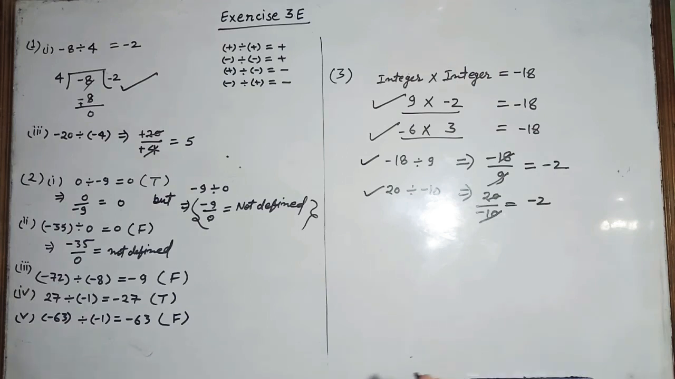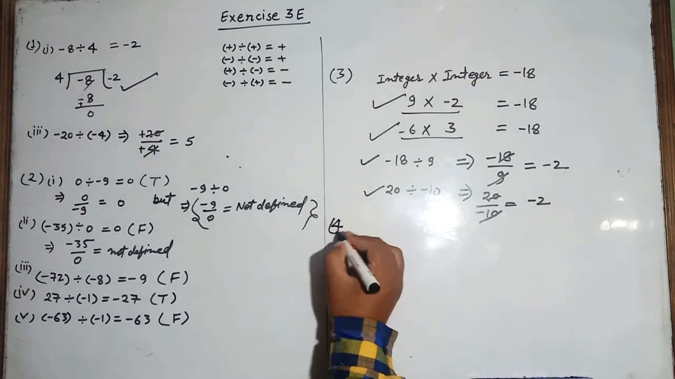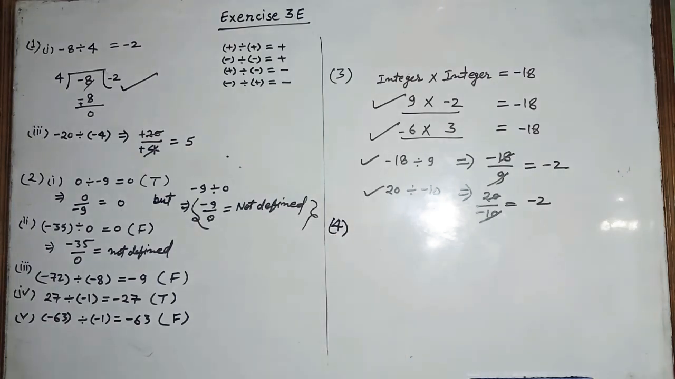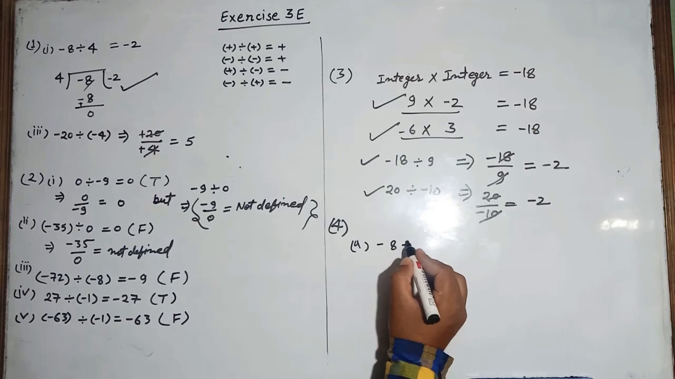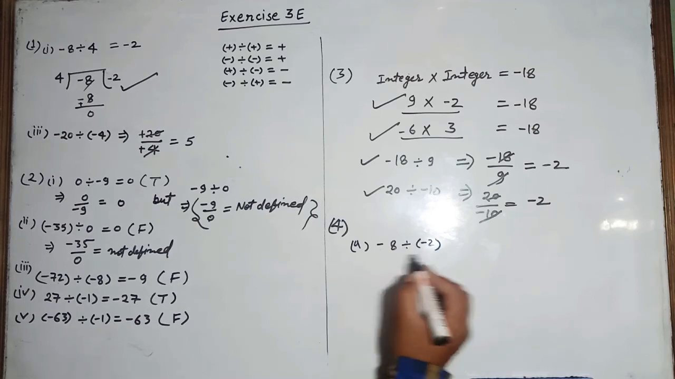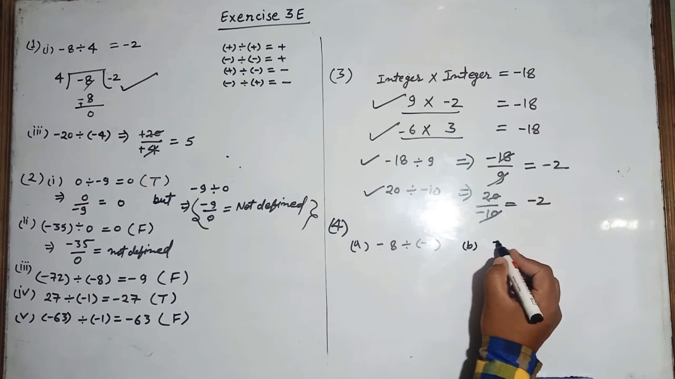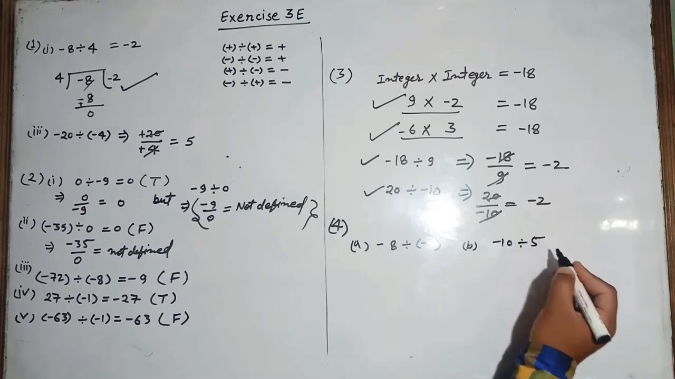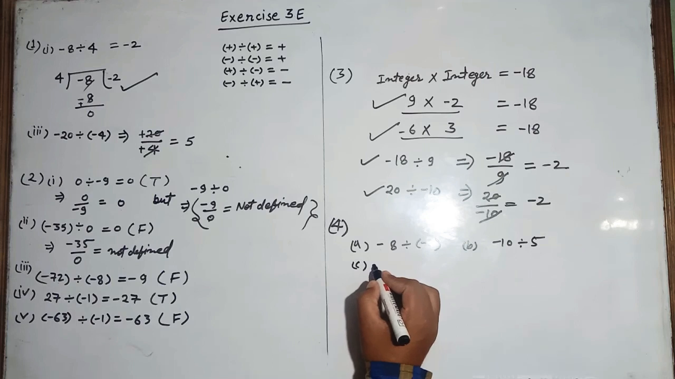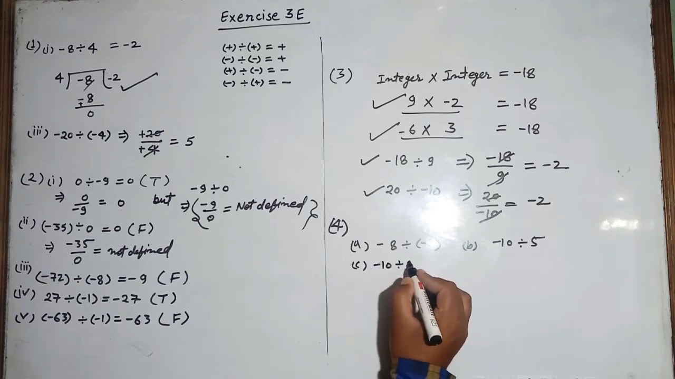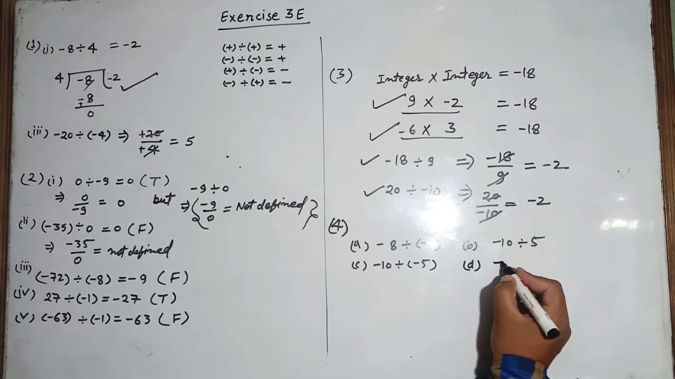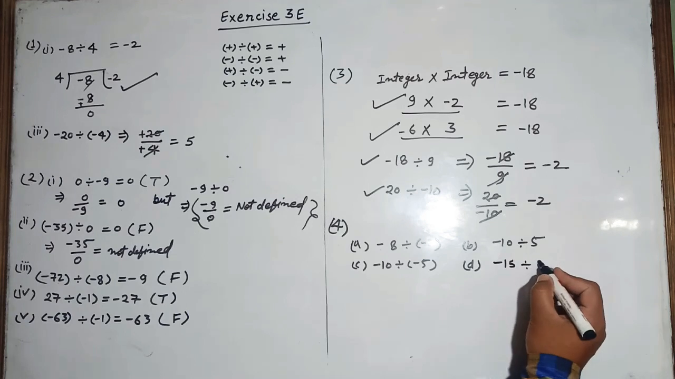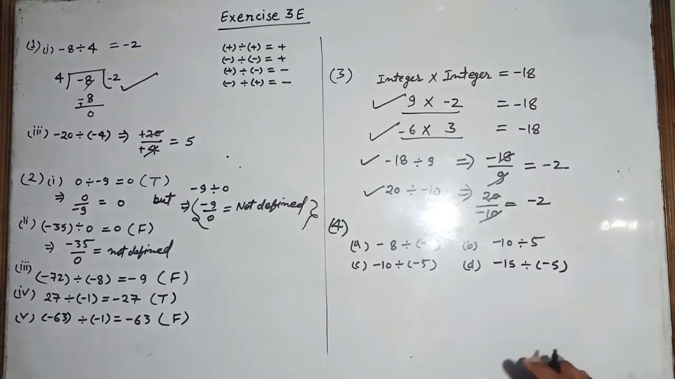Now come to MCQs. Question number 4: which quotient is greatest? You have to find out which quotient is greatest. A is minus 8 divided by minus 2. B is minus 10 divided by 5. C is minus 10 divided by minus 5. And D is minus 15 divided by minus 5. You have to find out which quotient is greater.